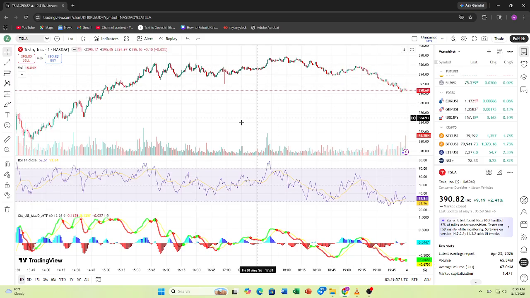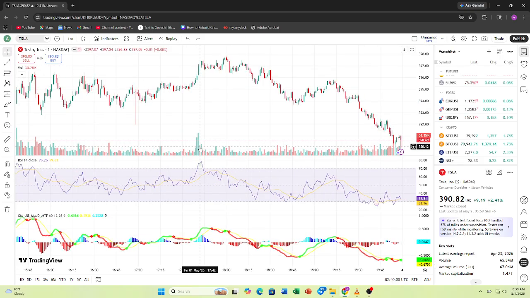So yeah, that's how you use TradingView for stock analysis. Once you combine trend, indicators, and support resistance, your analysis becomes much more accurate.